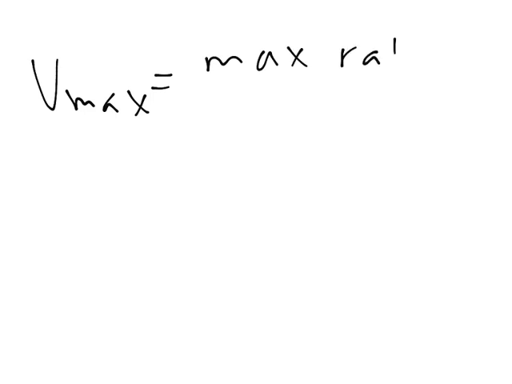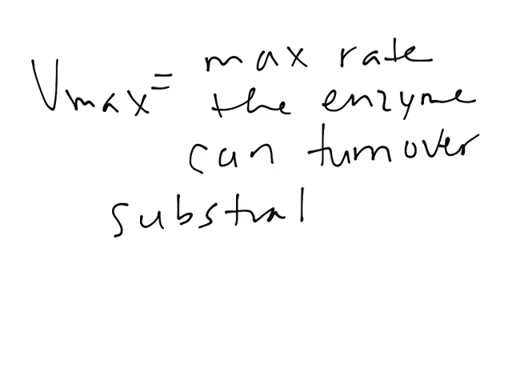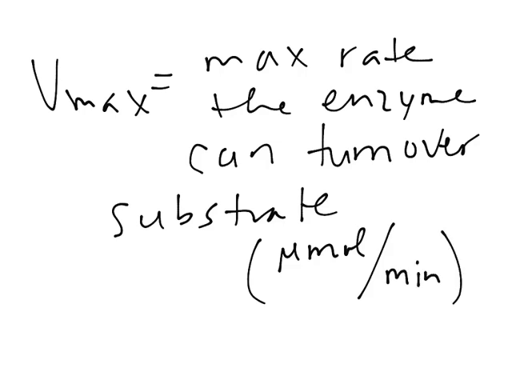Okay, in this lecture video, we're going to talk a little bit about what Vmax is. We've already discussed what Km means and how we talk about it. So Vmax is going to be the maximum rate the enzyme can turn over substrate. When we say turn over substrate, we mean convert it to product. So it typically has units of micromoles of substrate per minute. That's how fast it's going.